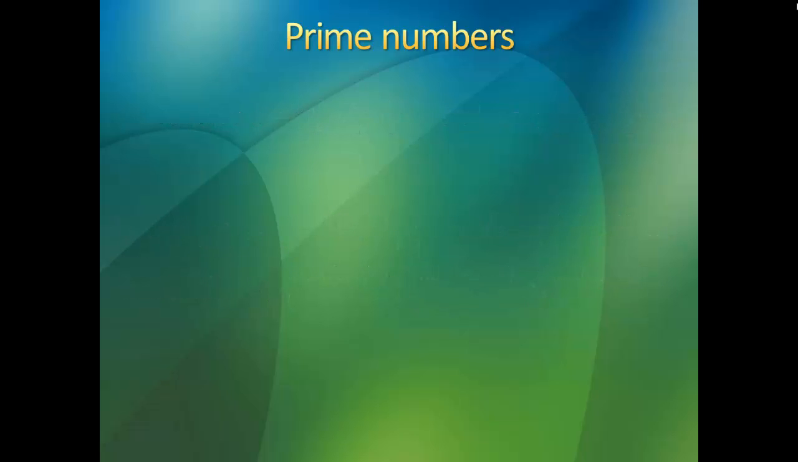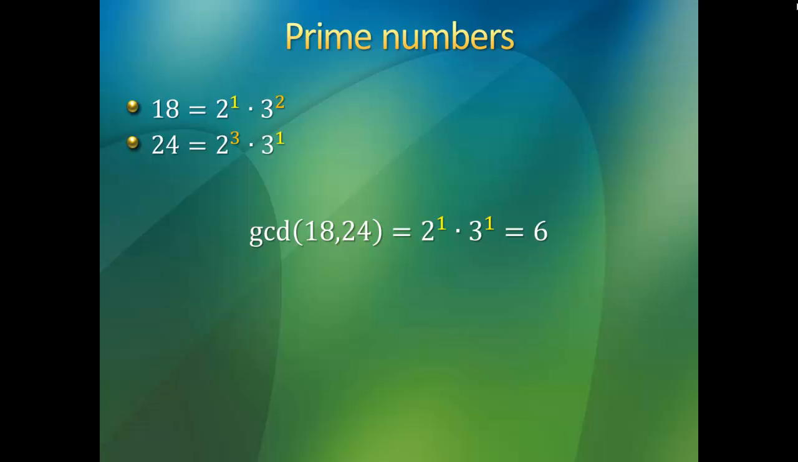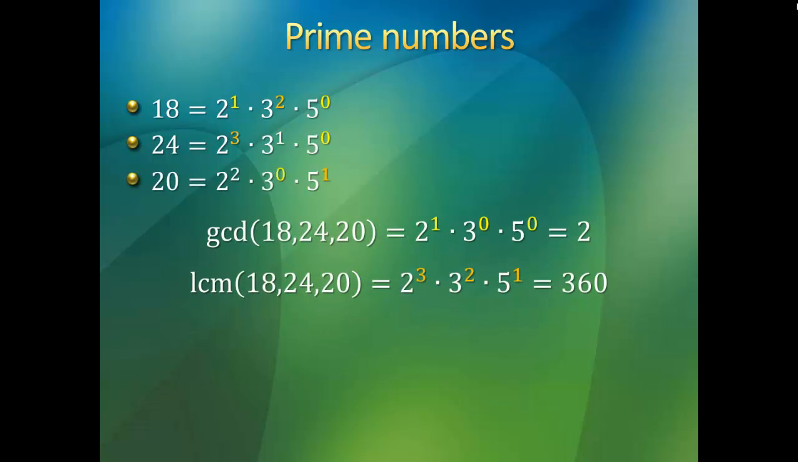So let's look at our original example of 18 and 24. 18 is 2 to the 1 times 3 to the 2, and 24 is 2 to the 3 times 3 to the 1. So the greatest common divisor takes the lowest powers, 2 to the 1 times 3 to the 1 equals 6. And the least common multiple takes the highest powers, 2 to the 3 times 3 to the 2 equals 72. This method extends to 3 or more integers too. Just take the lowest or the highest out of all of them to find the GCD or LCM respectively.